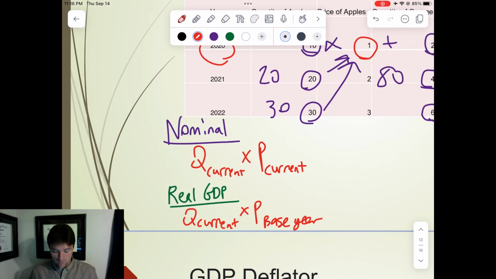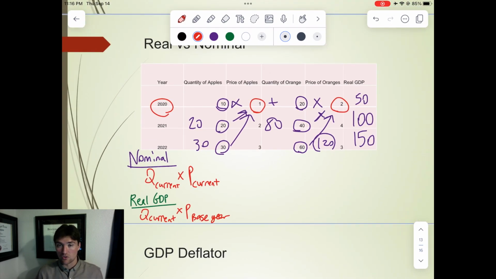Very important that you circle the base year prices so you don't get confused, but that's the idea. You only multiply by the base year prices. So for all the ones that we were using in the past, like in real life, we'll use the 2012 dollars. So the prices from 2012, that's what we'll use.